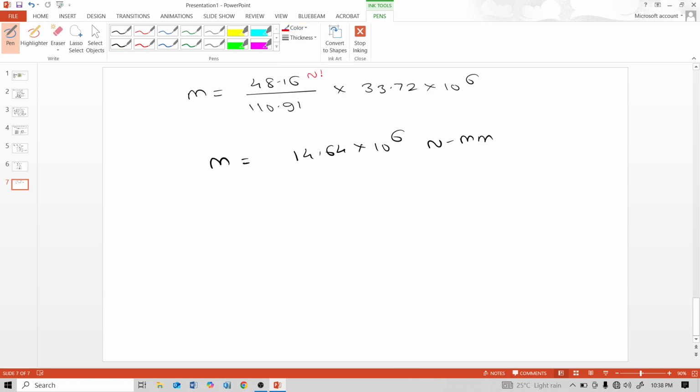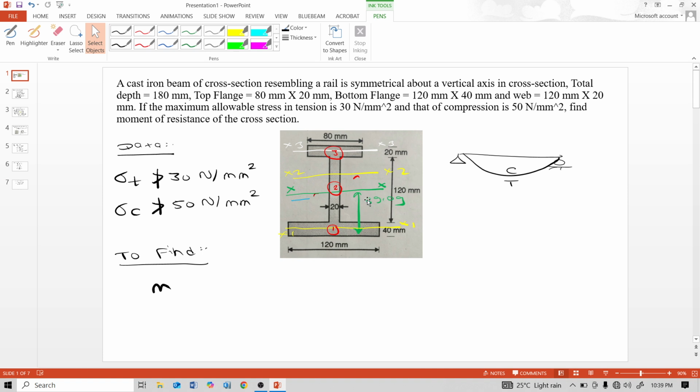This is in Newton per mm square, this is in mm, and this is in mm raised to 4. So mm get cancelled, here mm cubed remains. So Newton mm is right. And that means this moment of resistance is 14.64 kilonewton meter for that I cross section.